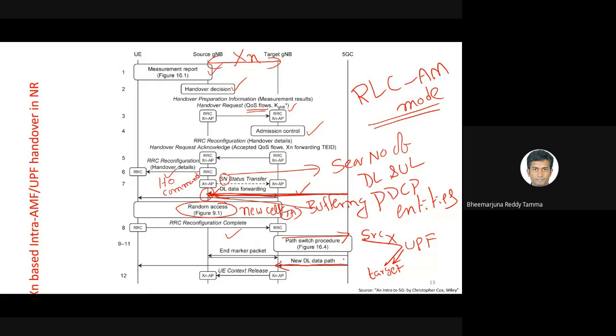After the path switch, the downlink data from the core network comes directly to the target gNodeB. Finally, yes, we can release the UE context at the old base station, because data is already coming through the new base station.